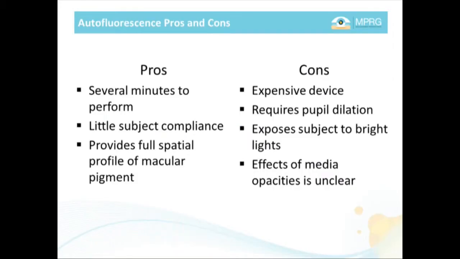The pros of autofluorescence is it only takes several minutes to perform, little subject compliance, and provides a full spatial profile, as I was just showing. The cons is that the device itself is very expensive, and it requires pupil dilation. Subjects are exposed to bright levels of light, and the effects of ocular media is unclear. However, we're thinking about starting a research project that investigates the effects of cataracts on the Spectralis' autofluorescence method to see if there is an effect.